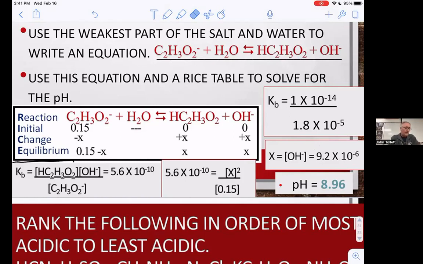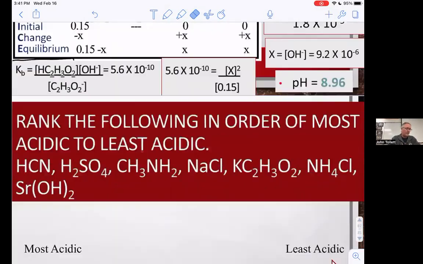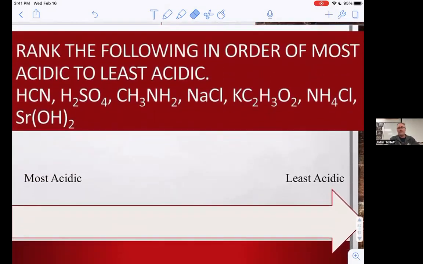So what if you were given a list of things? You have to be able to identify whether things are acids, bases, salts, weak acids, weak bases, strong acids, and all that stuff. And so here's an example of that. Rank the following in order of most acidic to least acidic.